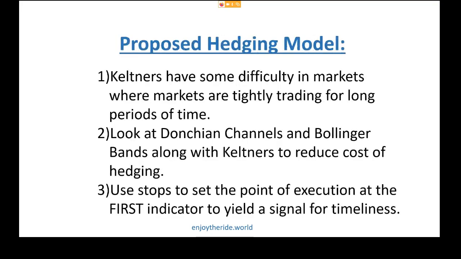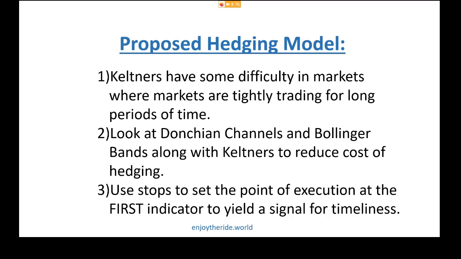Now, what I'd like to do, and I'll show you how we're going to do that, is this: Keltners have some difficulties in markets that are tightly traded for long periods of time. The volatility gets less, the ATR, or average true range, gets small, the multiplication of 1.5 times the ATR gets small, and you have some increased probability of having trades that you'd rather not do.